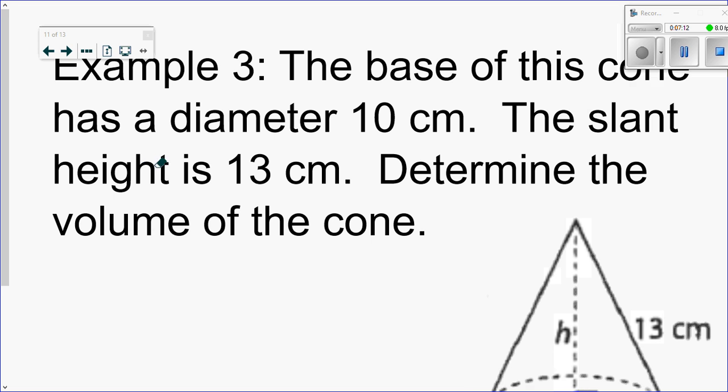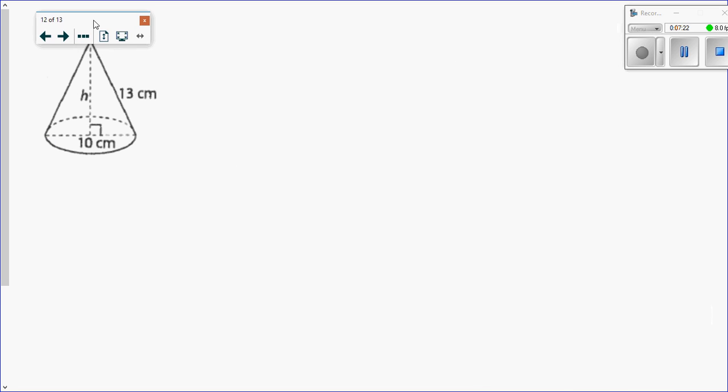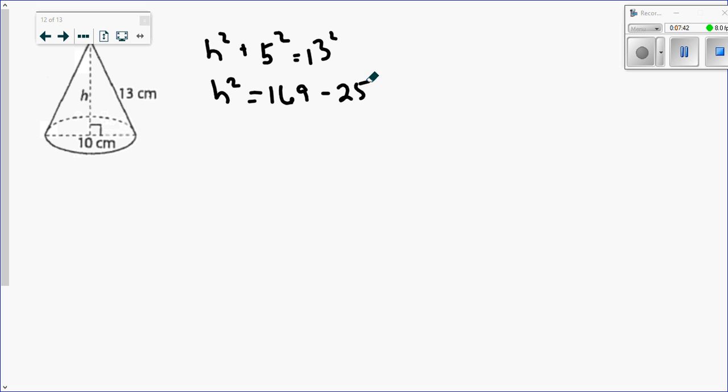Example 2. Base of the cone has a diameter of 10 centimeters. Slant is 13. Determine the volume. Yeah, I like when I do things that make sense. So it means we got to figure out what h is. And we call on our friend, Mr. Pythagorean, and say, hey, dude, can you help me? Hopefully, I'm not blowing anybody's mind here.